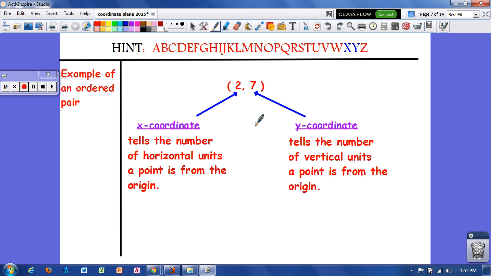Alright, whenever we are plotting a point, it's helpful to think that x comes before y in the alphabet. So when we have an ordered pair, x comes first, then y. X is telling you the number of horizontal units a point is from the origin. And then y is telling you the number of vertical units a point is from the origin.